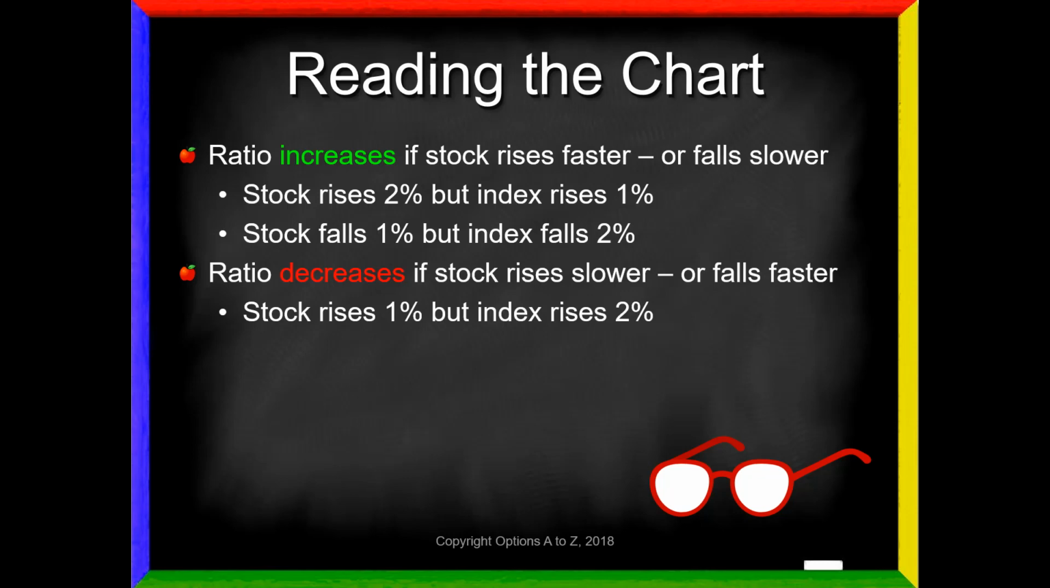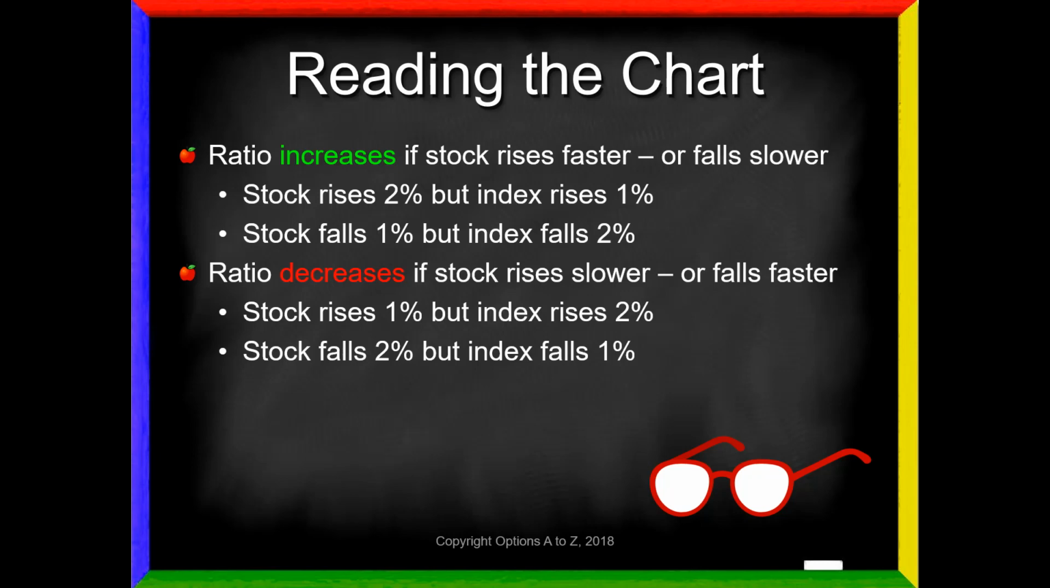We could also see the ratio decrease if our stock falls, let's say 2%, but the index falls by a smaller amount, let's say 1%. In this case, our stock underperformed the index, and therefore we would see a decrease in our indicator.